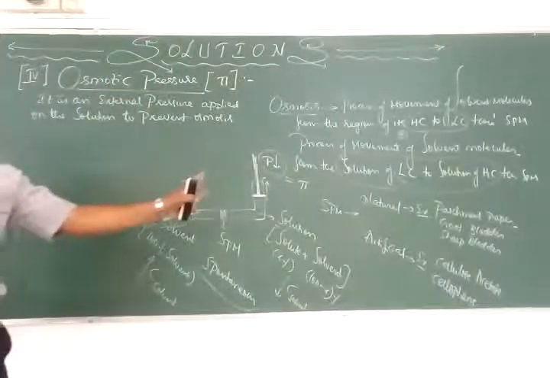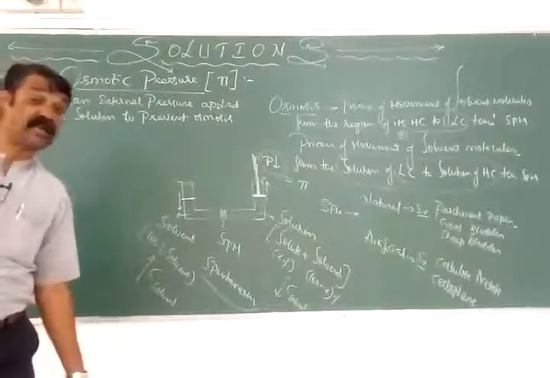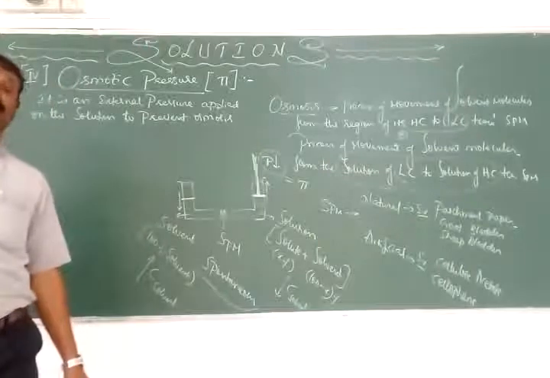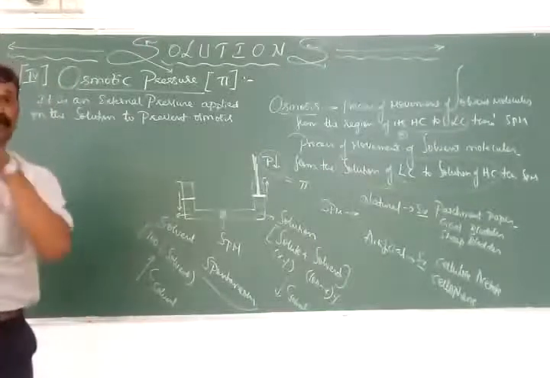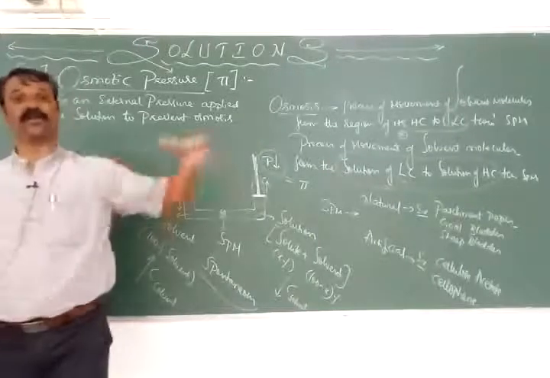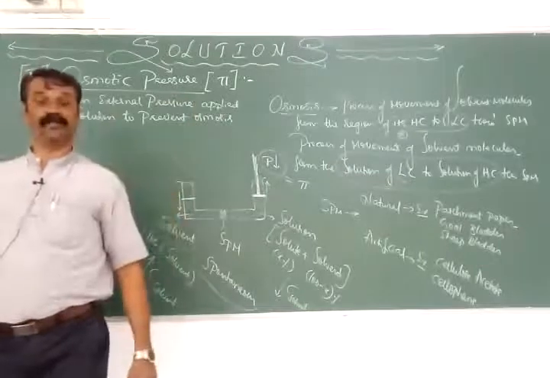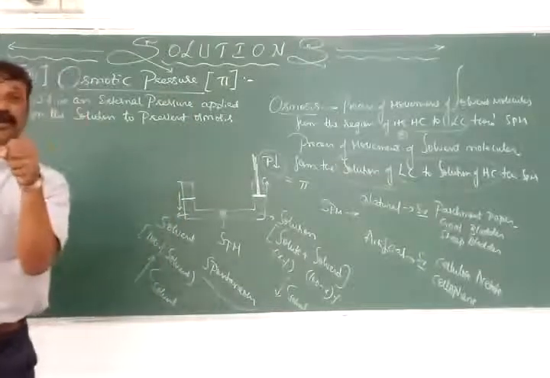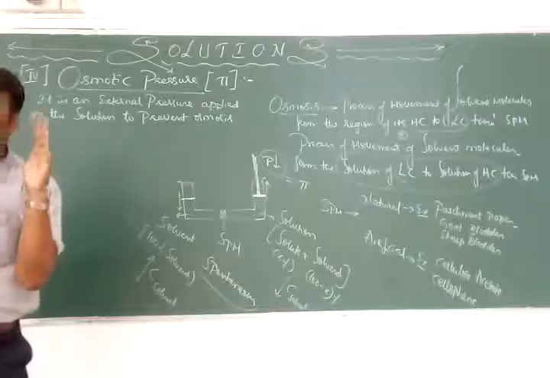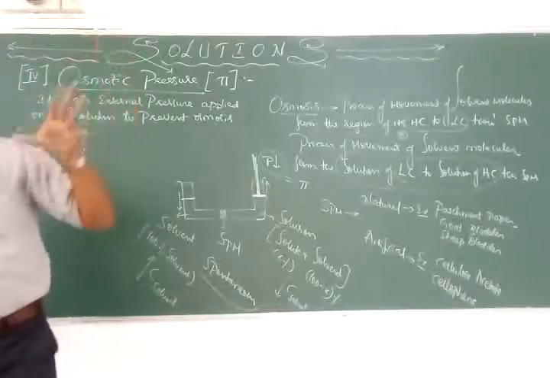We are preventing which one? Osmosis. Why? Because osmosis is the best example for what process? A spontaneous process, meaning on its own it happens. The solvent moves from the region of its higher concentration to the lower concentration. To prevent that movement of the solvent molecules, what do we have to do? We have to apply an external pressure on the solution side.